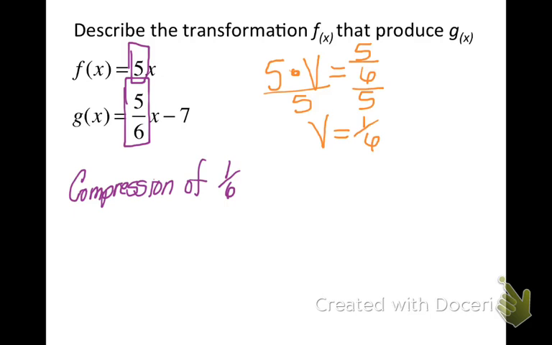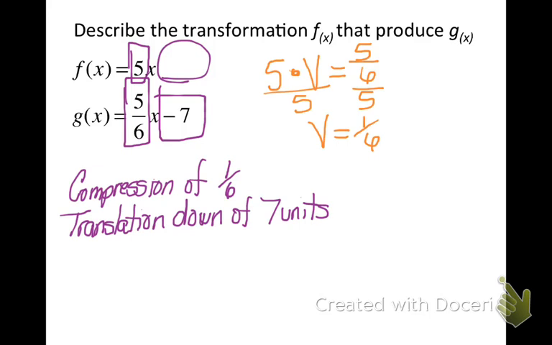Now let's take a look at this. Now I have -7, and here I don't have anything. So going back and looking at my notes, when I add a negative b value or subtract a b value, that is a translation down. And in this case, it's a translation down of 7 units. Notice I did not say -7 because the down indicates the negative. So this is a compression of 1/6 and a translation down of 7 units, going from f of x to g of x.